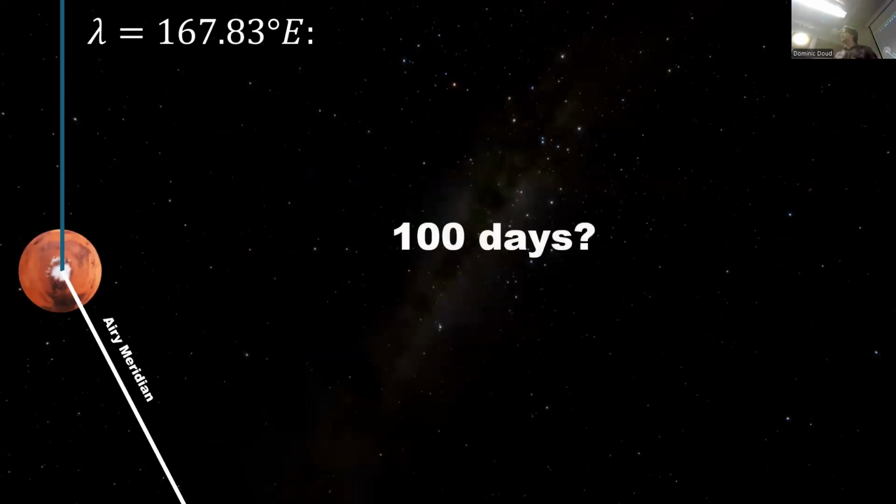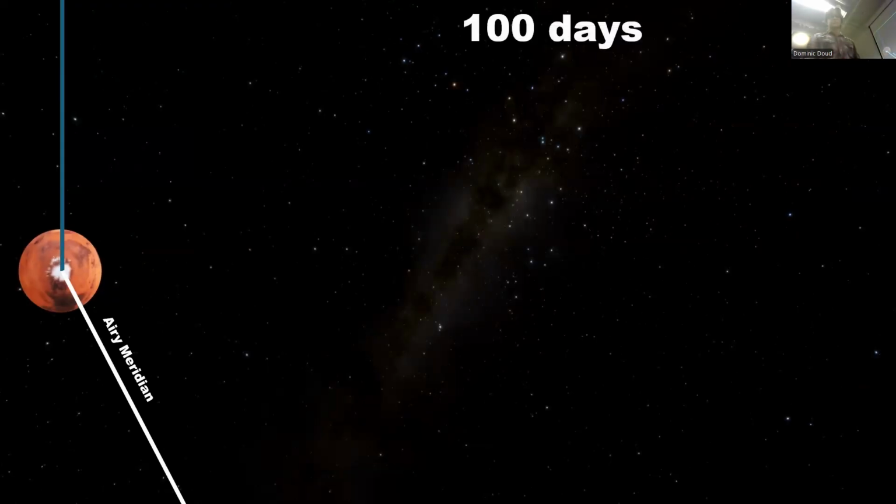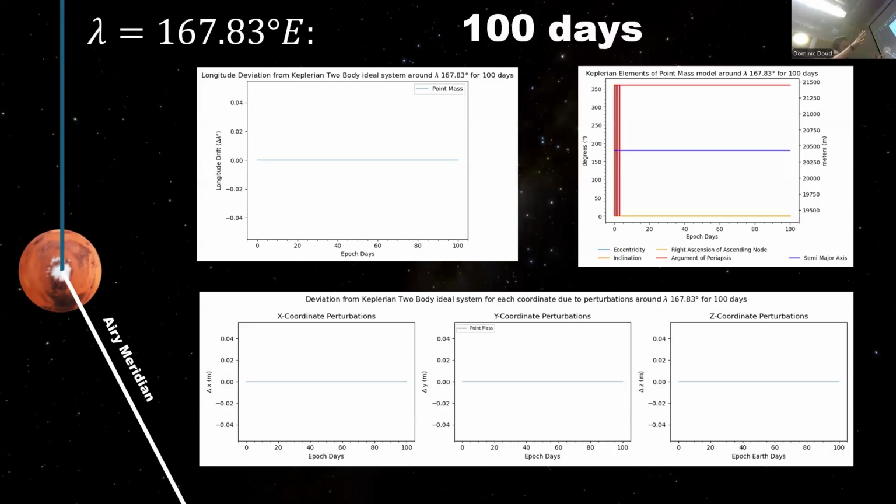But I think we can go more. 10 days, I feel like, didn't tell us much. I mean, you're not going to sit there for 10 days and that's the mission. Let's go 100. Starting off with our point mass. Again, we expect no perturbations. This is the ideal system. There should be no perturbations, and there aren't.